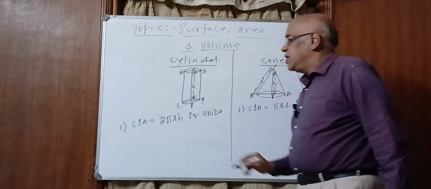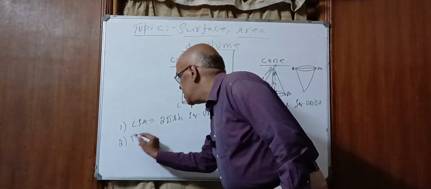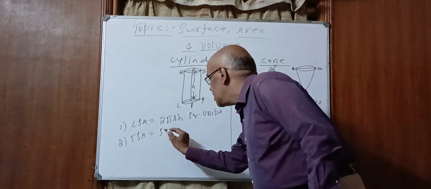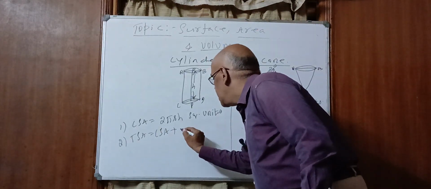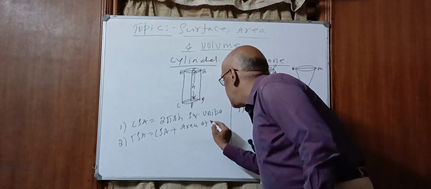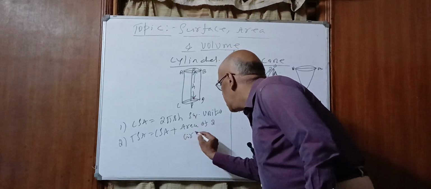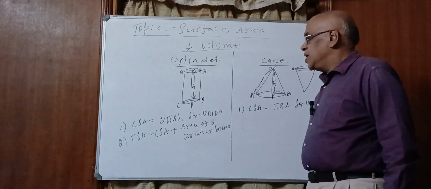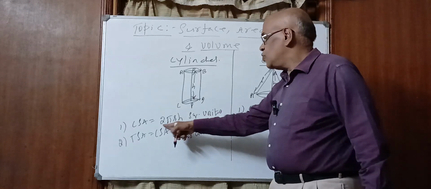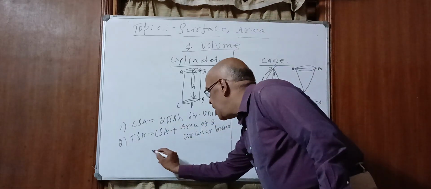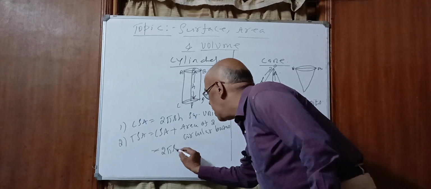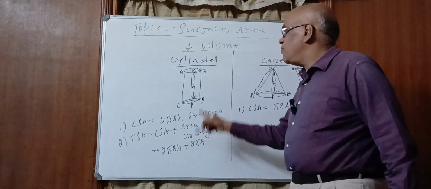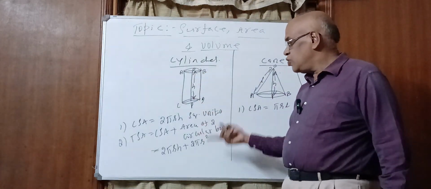Now, children, come to the next formula. What is that? TSA. What is TSA? CSA plus area of two circular bases. What is the CSA, children? Already we know, 2 pi r h. 2 pi r h plus 2 pi r square. Circular base. What is the area of a circle? Pi r square. There are two circles, 2 pi r square.